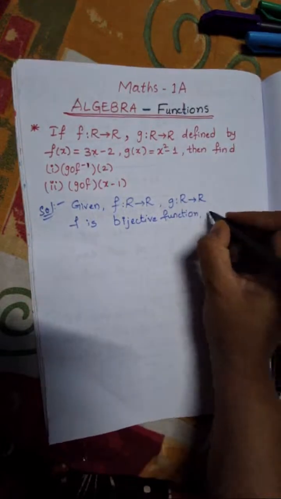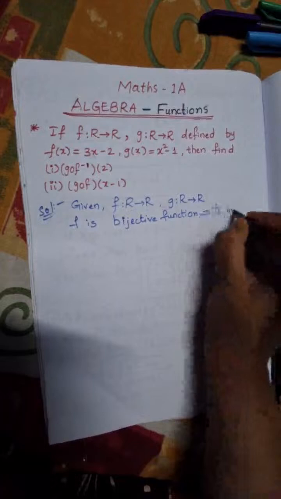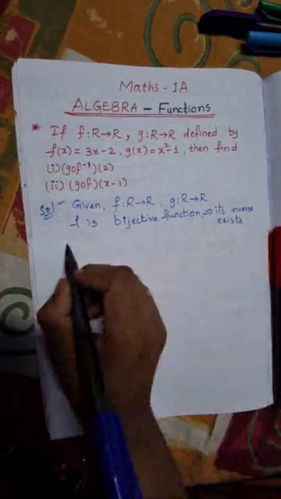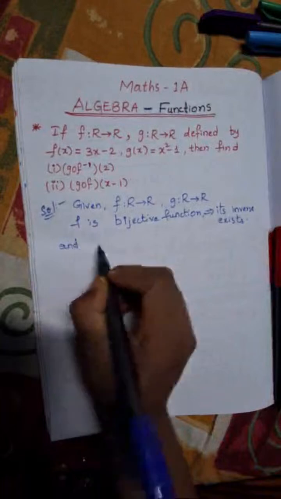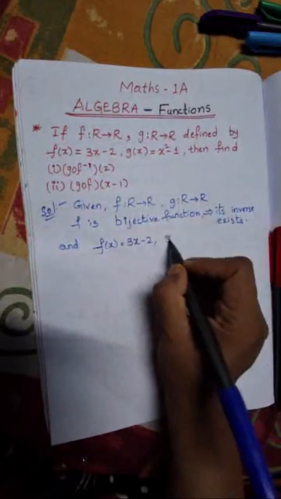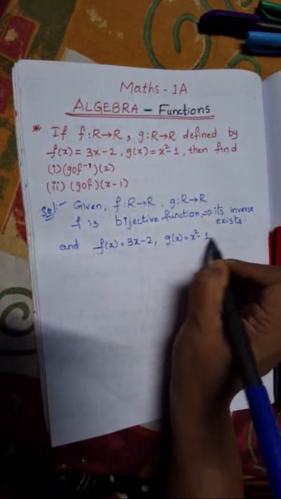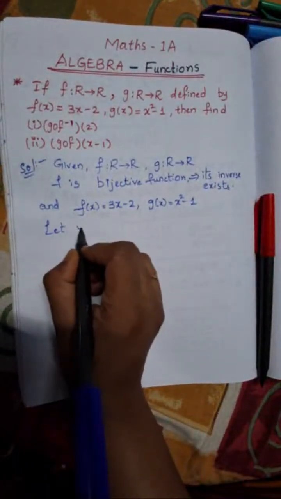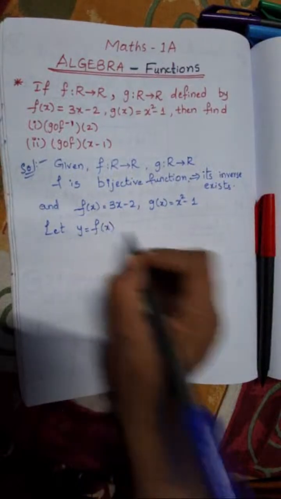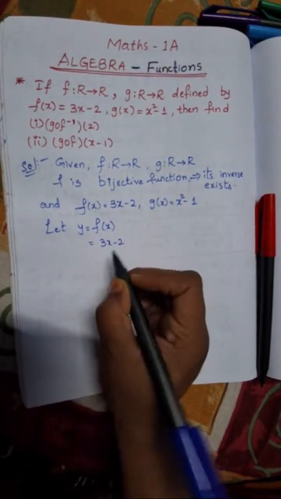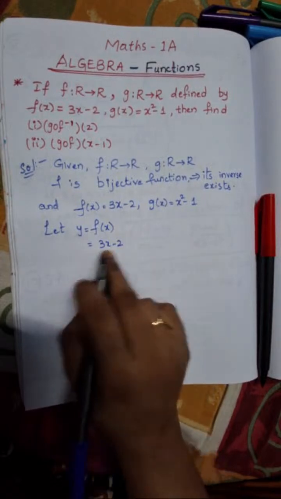So we have inverse exists here, bijective function inverse exists, and what is given here: f of x equal to 3x minus 2 and g of x equal to x square minus 2 is given, children. Okay, already it is given, I have written here. Now let us take y equal to f of x. Okay, y equal to f of x means y equal to 3x minus 2.